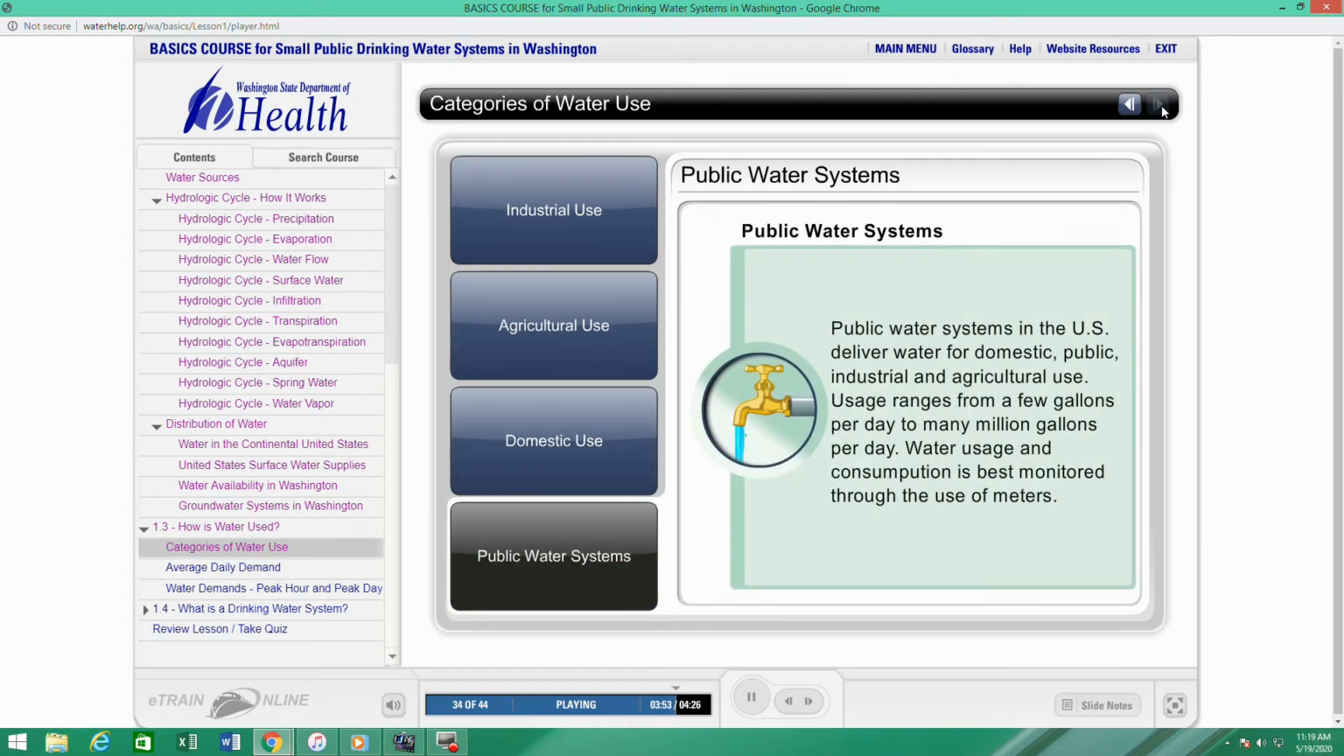Public water systems. Public water systems in the U.S. deliver for domestic, public, industrial, and agricultural use. Usage ranges from a few gallons per day to many million gallons per day. Water usage and consumption is best monitored through the use of meters.